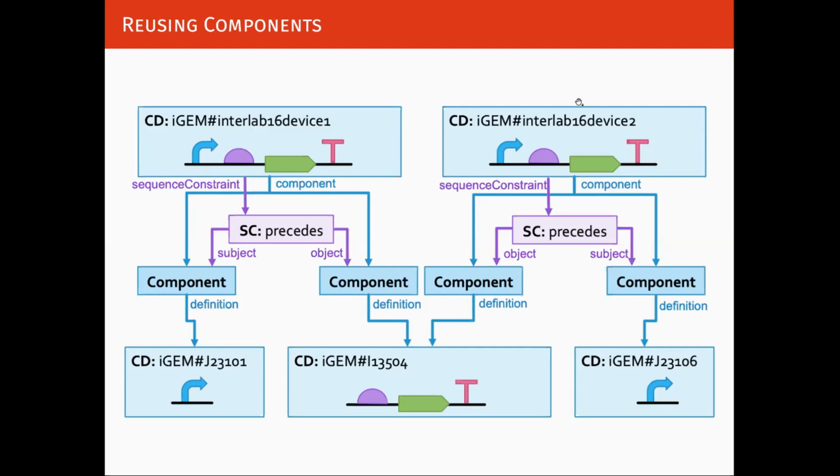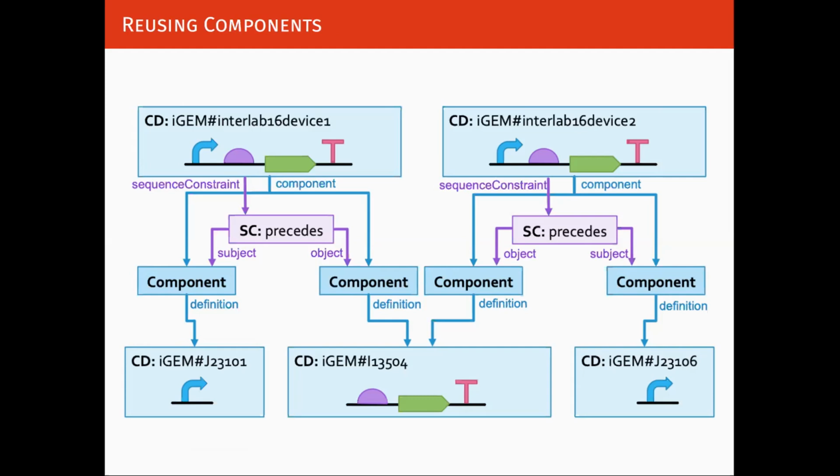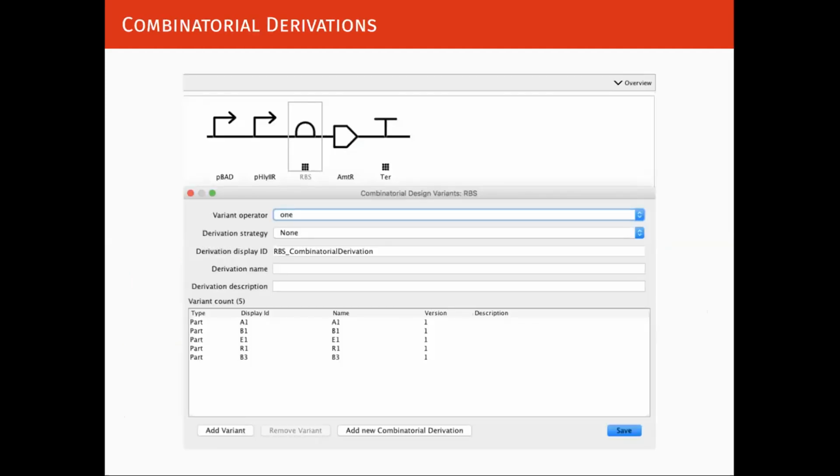Okay. All right. So that's sort of the crash course on the data model for the component definitions. Next part of the data model I wanted to mention was combinatorial derivations. And this is actually a screenshot from a tool that we've developed in our group called SBOL Designer.